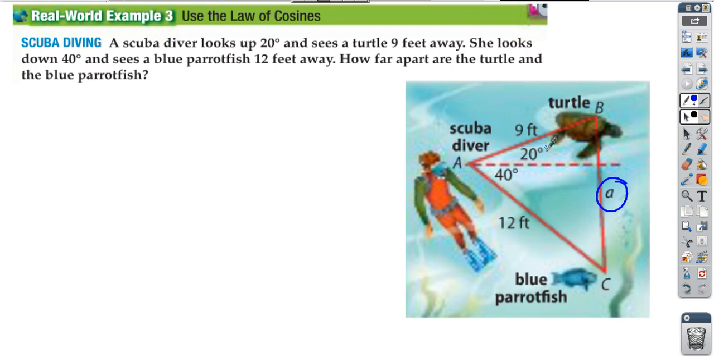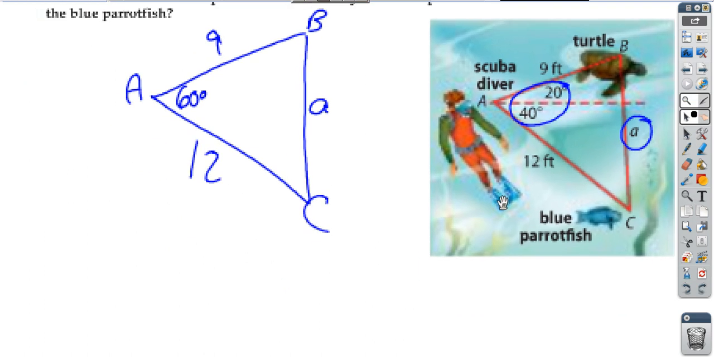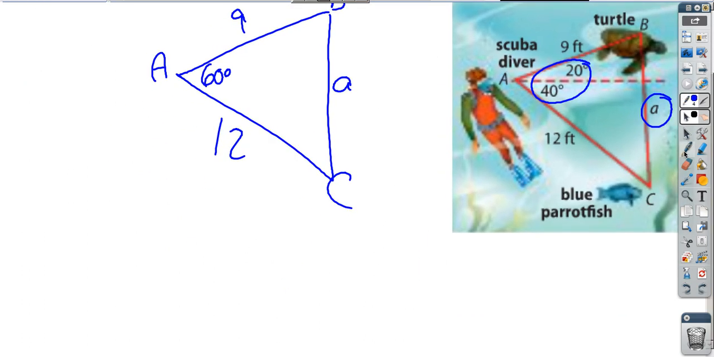Okay, well notice this triangle, those two angles together, I'm just going to redraw this. That's a 60-degree angle when you combine those. We're looking for this side right here, which we'll call side A. They tell us this is 12 feet, and they're calling that side B, and they're telling us this is 9 feet. Okay, so we need to use the law of cosines. This is a side angle side case. So let's try to fill this in.